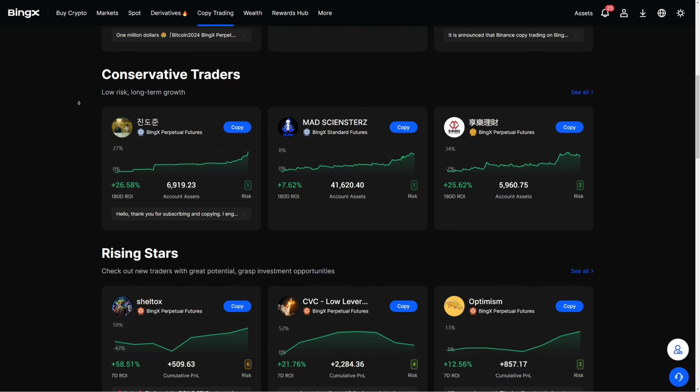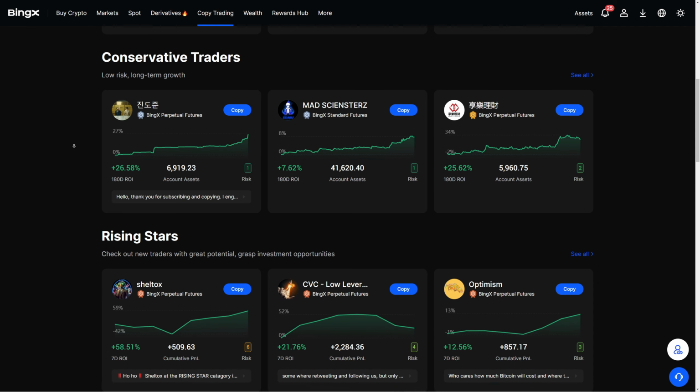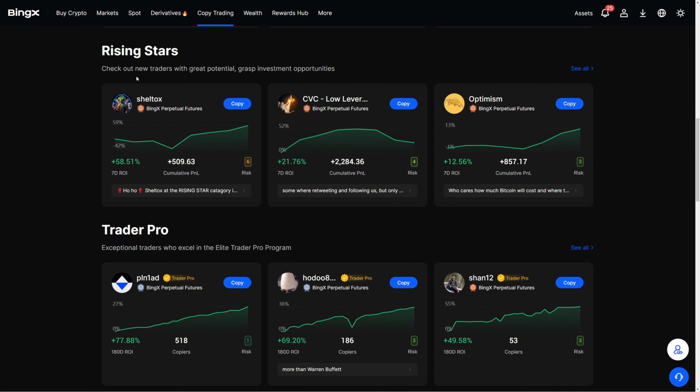When we scroll down, we can also see conservative traders, which means they are using very low risk. Then we have rising stars, which recently started to perform well. With these, I would be very, very careful, because usually it's better to look for a trader with a good track record rather than looking for the latest rising star, right? Someone might have a good week, but then maybe the next week he's not performing so well anymore. So be aware of that.